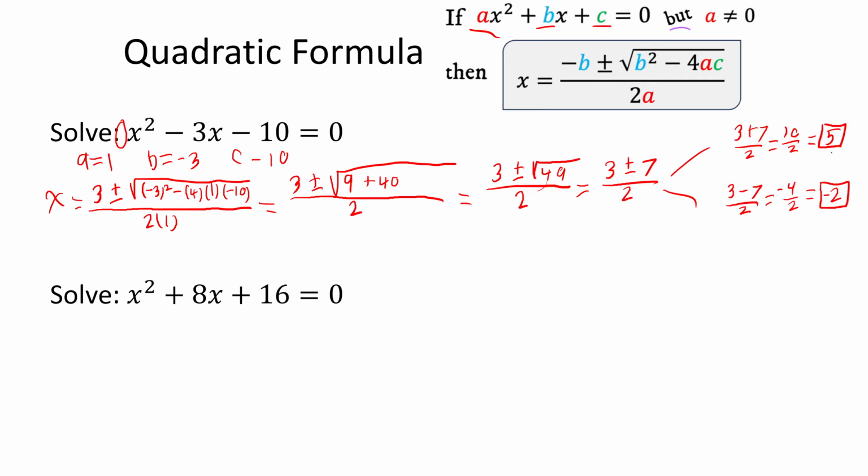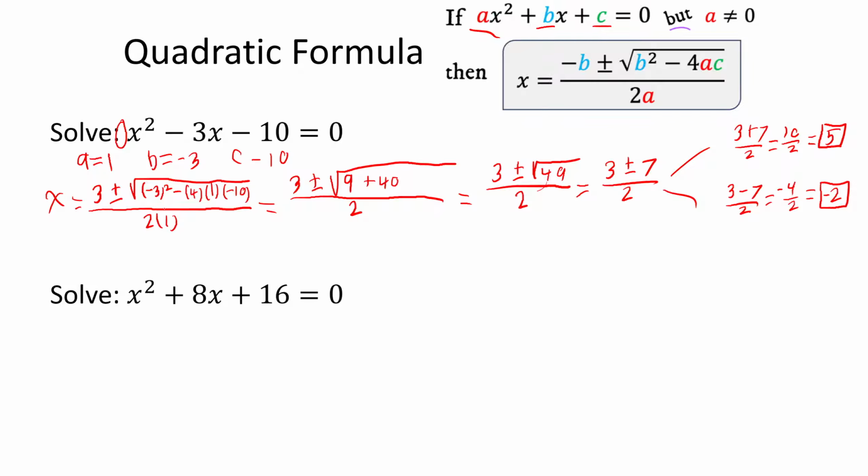Watch. Actually, did I make a mistake? Because it should be negative 5 and a positive 2. Oh, no, because these are equal to zeros. I apologize. It would be x minus 5 times x plus 2, but when you set them equal to 0, it would be positive 5, negative 2. I apologize. So these are your answers.